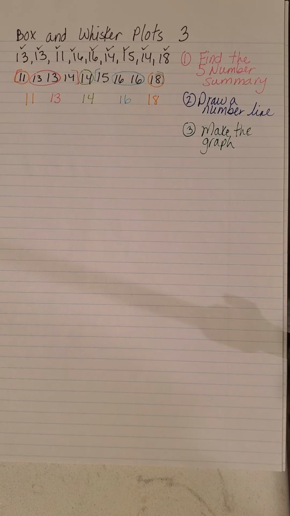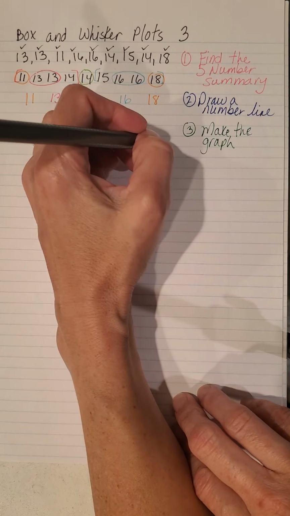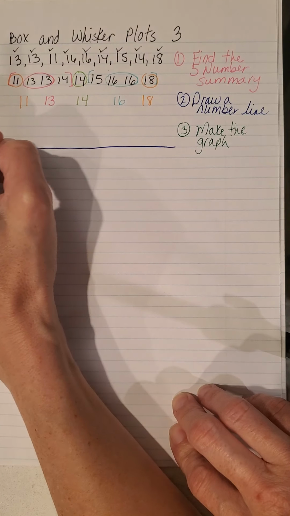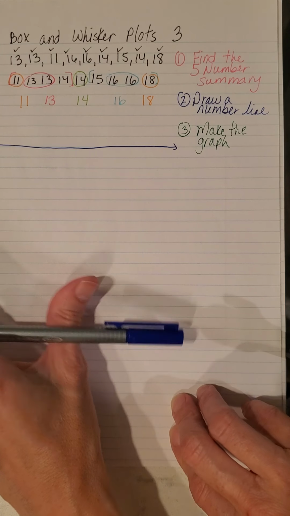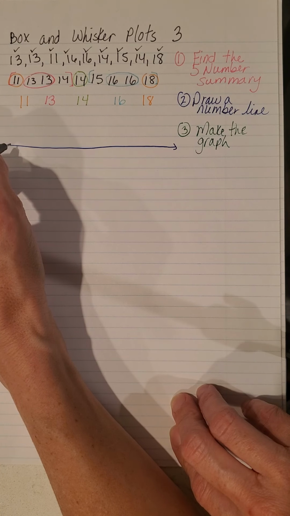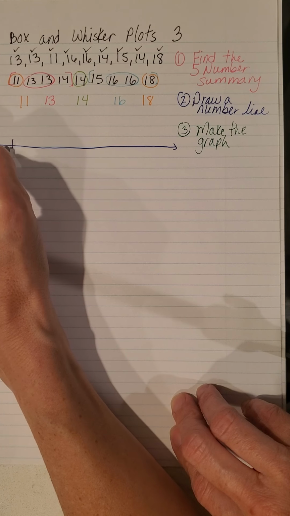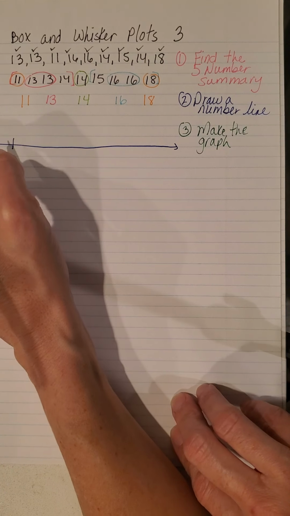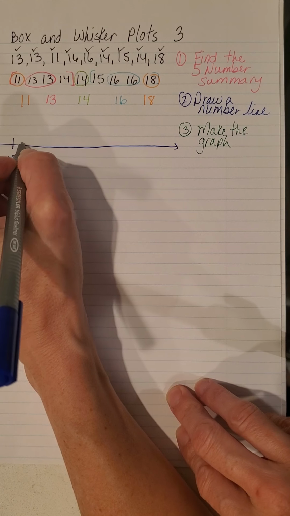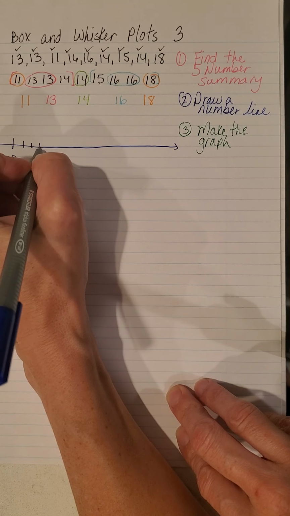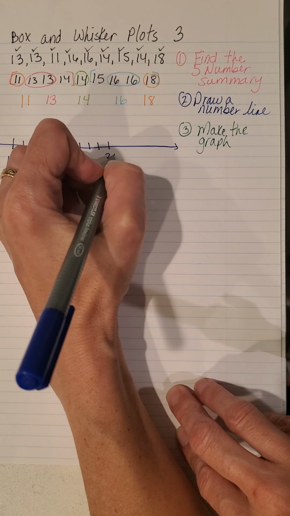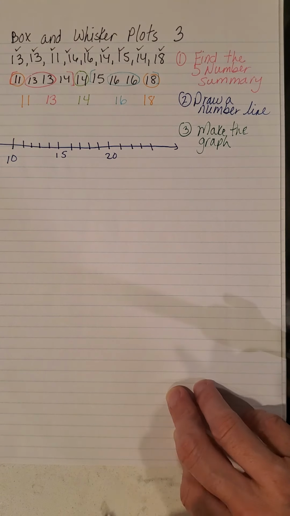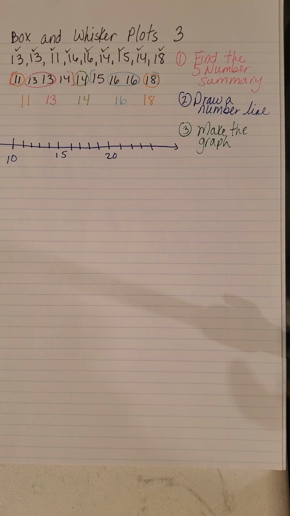So I've found my 5-number summary, and the next thing I'm going to do is draw a number line. It goes from 11 to 18, so my number line will probably go from 10 to maybe 20. I can count by ones because that's not that many numbers: 11, 12, 13, 14, 15, 16, 17, 18, 19, 20. I can go a little bit further, it doesn't matter. And now I can put these numbers on my number line.